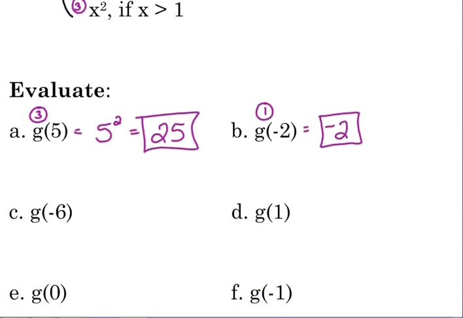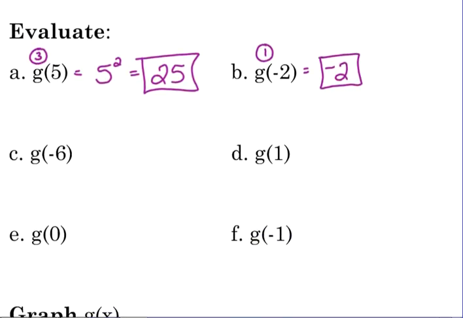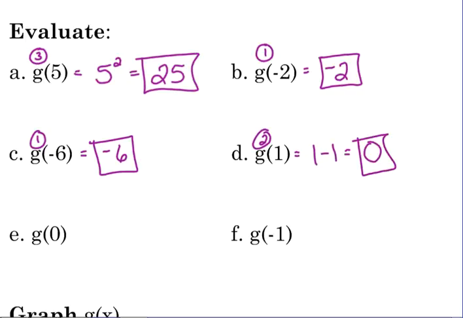Okay, G of negative 6. Where does negative 6 fall? The first one, negative 6 is less than negative 2, so that's just negative 6. How about G of 1? The second one, because that's where it's equal to 1. So we've got 1 minus 1 is 0.